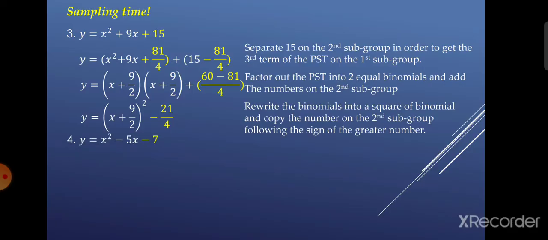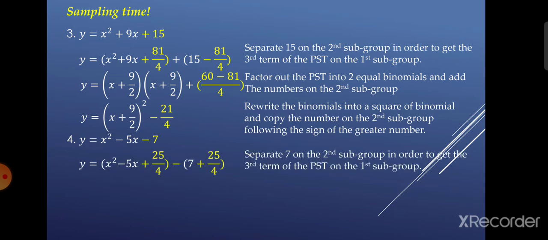The last example, when the middle term is also negative. Example: y equals x squared minus 5x minus 7. First step is to get the third term of the perfect square trinomial.